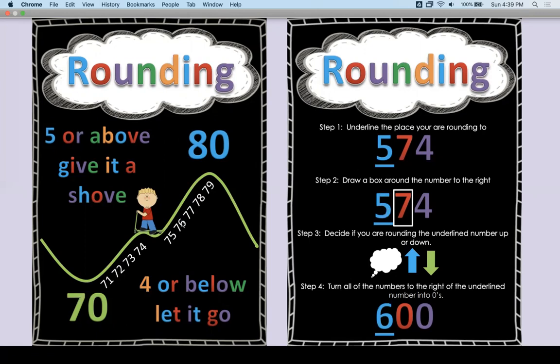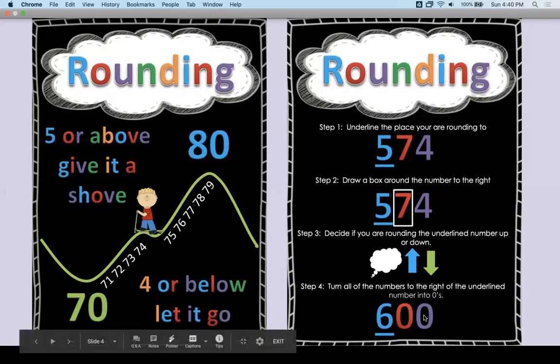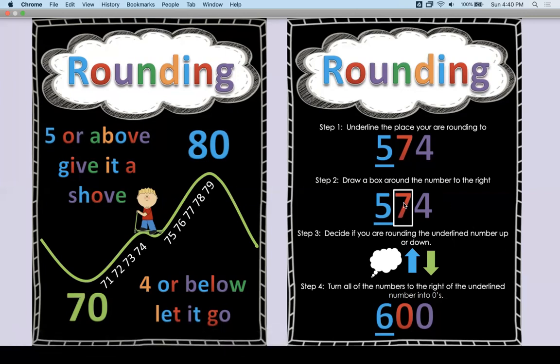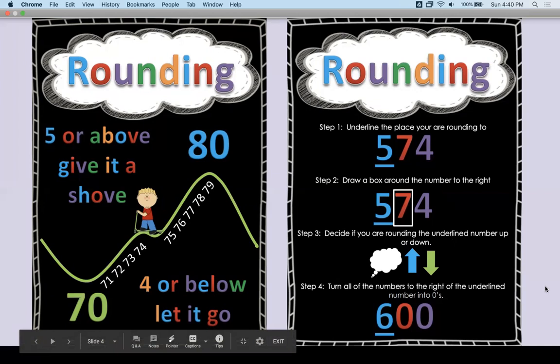So let's look at that rule again. If it ends in a 7, like in this number, then it's going to bump up, because 5 or above, we're going to give it a shove, and it goes up to the next digit. So the 5 is going to bump up to a 6, and everything after becomes a 0. Just keep that saying in mind while you're rounding: 5 and above, give it a shove. 4 and below, let it go. That number is going to tell the other number what to do, whether it's going to stay the same or bump up to the next digit.